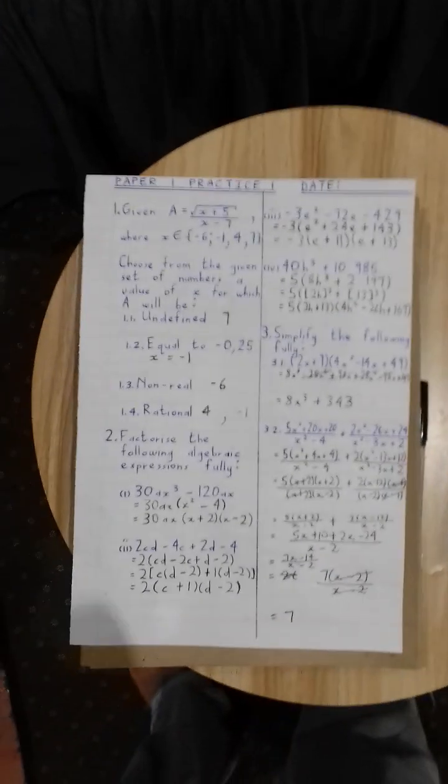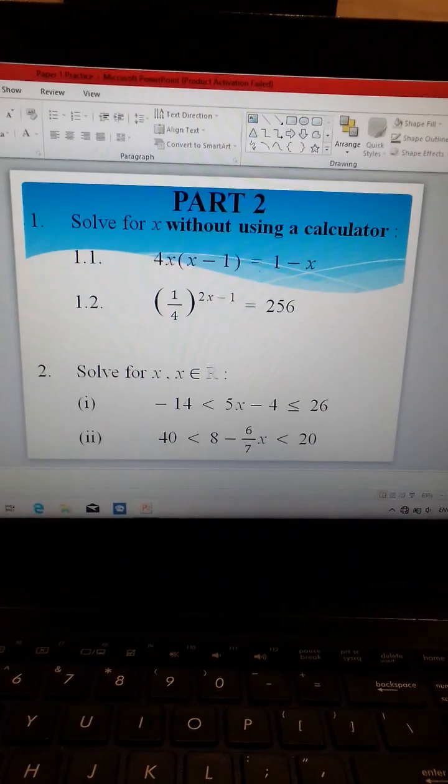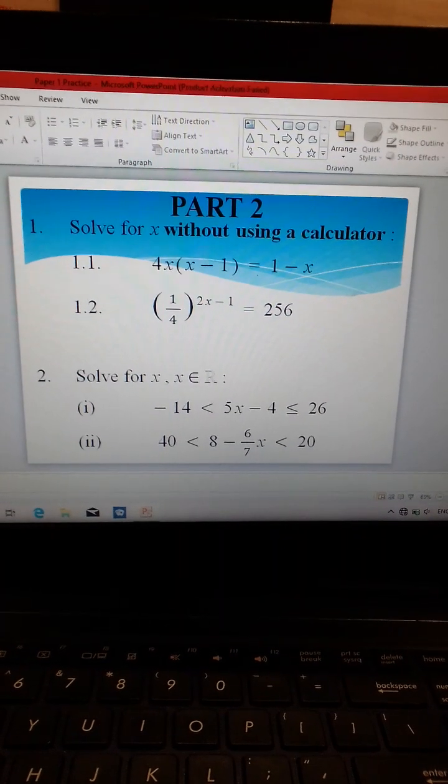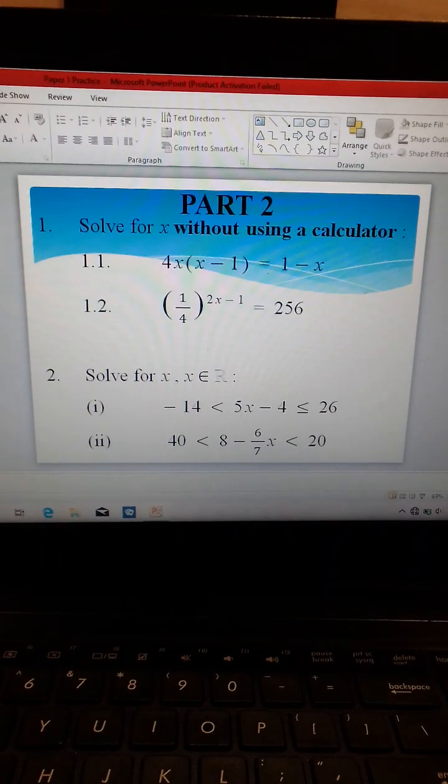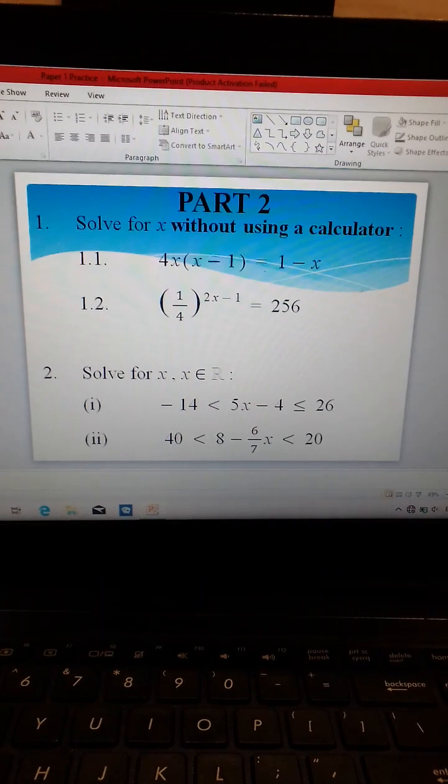Now I hope that wasn't too challenging. This is just a preview of part 2. So it will focus mainly on equations and inequalities.